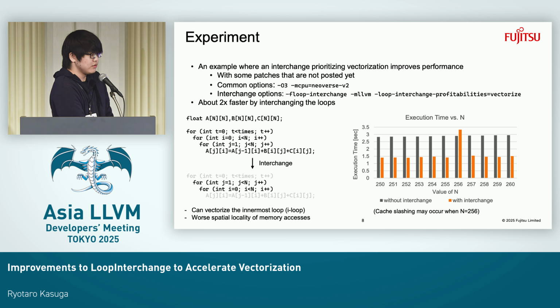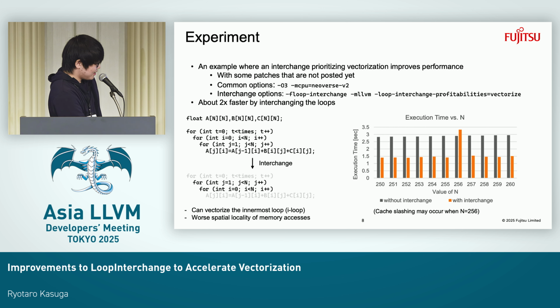So this is a simple experiment to show the improvements from our work. The bottom left code fragment shows what is used to measure execution time in this experiment, and the right one shows the result. As you can see, I compared the execution time with and without loop interchange, while changing the value of n, that is the size of the array or trip count of each loop. In many cases, the execution time is reduced; the performance improved by more than twice.